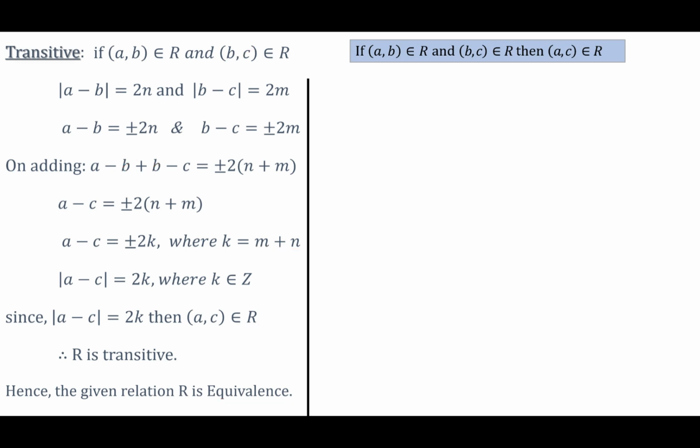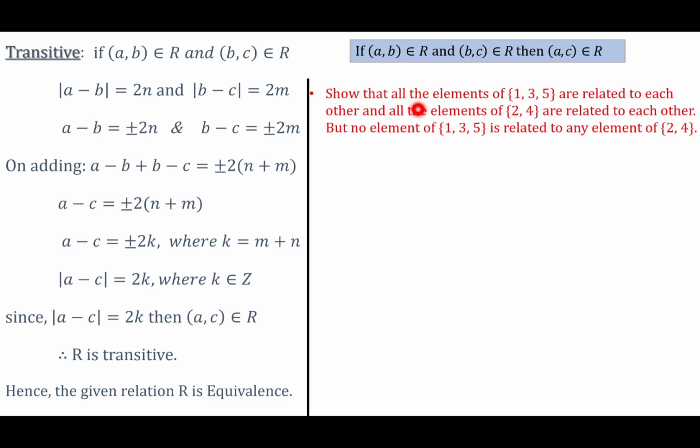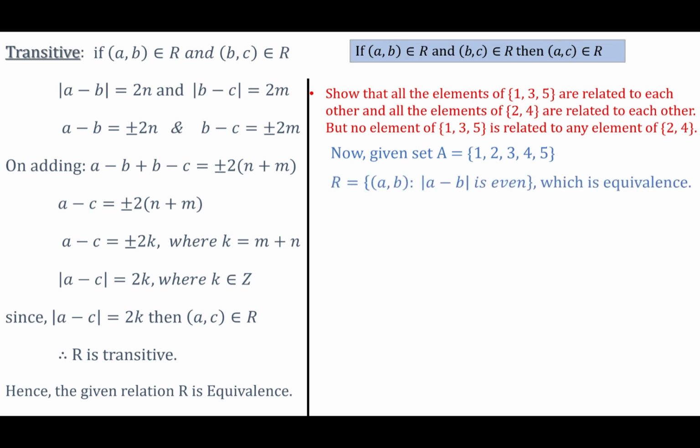Now the second part of this question is to show that all the elements of {1, 3, 5} are related to each other, and all the elements of {2, 4} are related to each other, but no element of {1, 3, 5} is related to any element of {2, 4}. At first, the given set A is {1, 2, 3, 4, 5}.